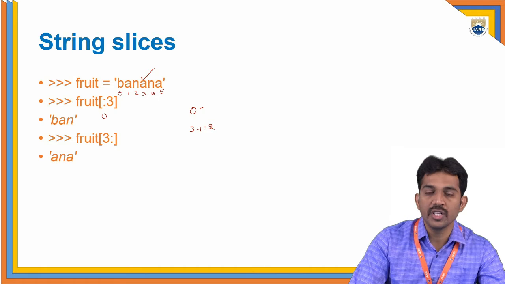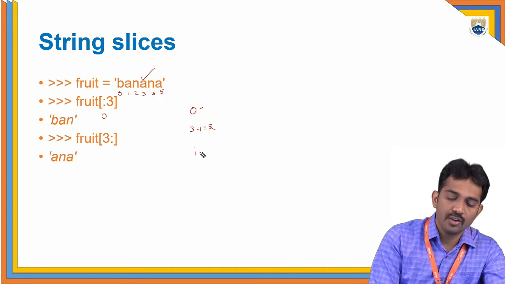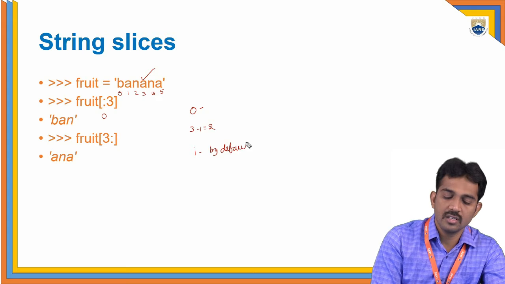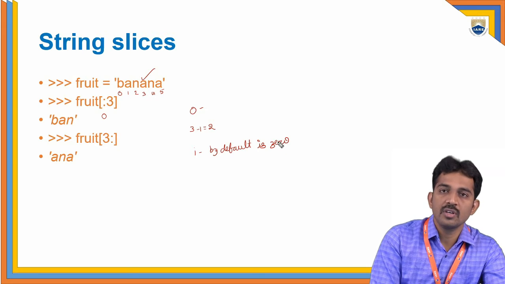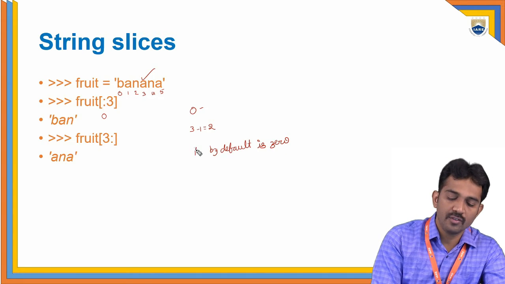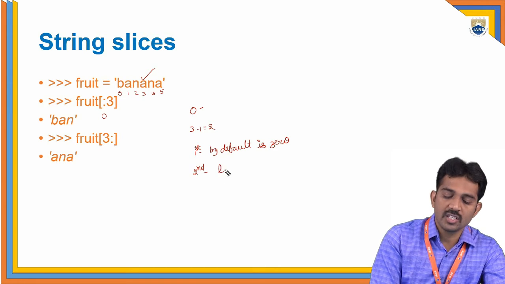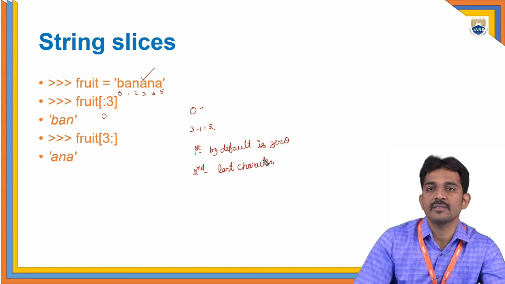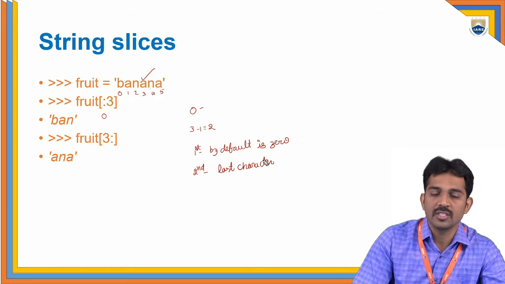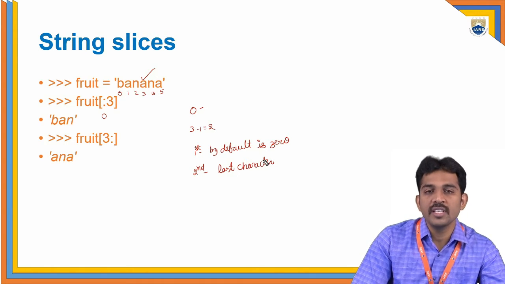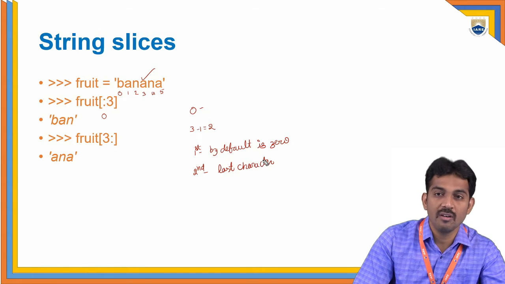So you need to remember two things. If you forget the first part, it takes 0 by default. If you forget the second part, it goes until the last character. Please note all these notes. After 2 or 3 days, you may forget, right? So that is the reason. Please note all the points.